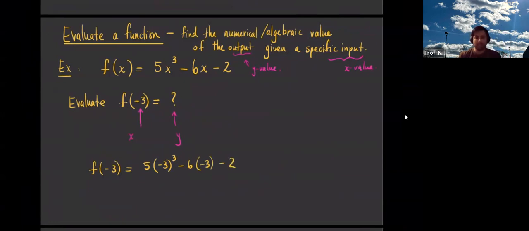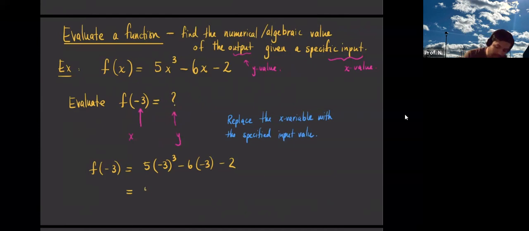So all I did was replace the x variable with the specified input value. My input value is negative 3. So every single place I see x, I plug in negative 3. And then I just apply the PEMDAS operations.